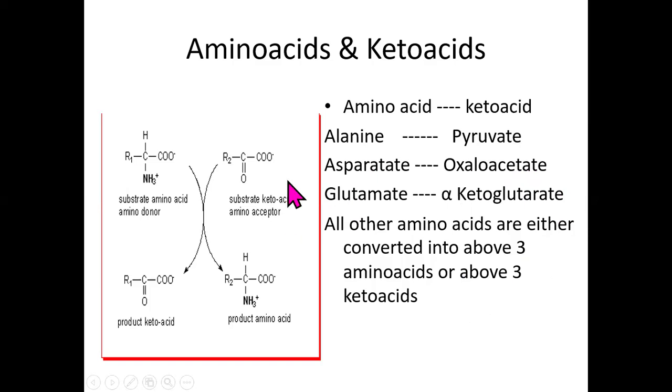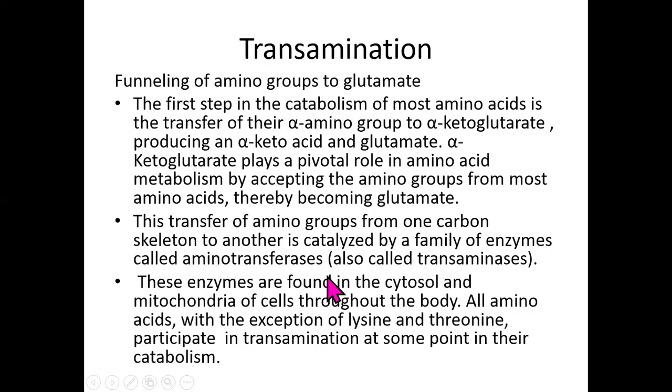Okay, so this is what is happening here. If you look at this diagram, we have a keto acid here, and we have an amino acid. The amino acid is the substrate that donates the amino group, and the keto acid is the amino group acceptor. When that happens, the corresponding keto acid is produced, and the product amino acid is also produced. So that is the transamination reaction.